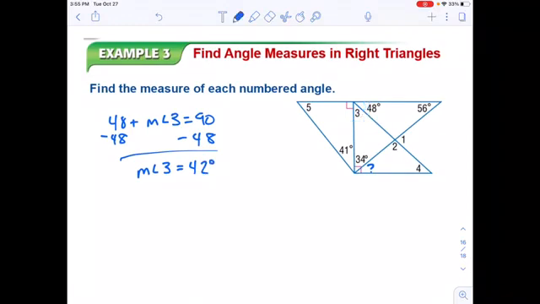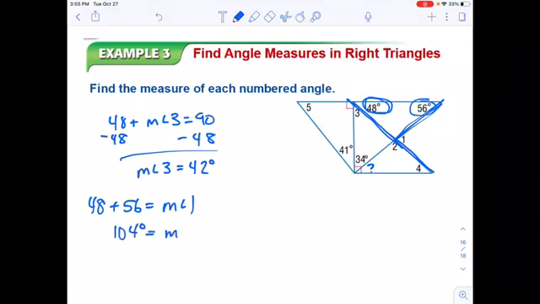All right, and then the measure of angle 1, I'm actually going to use that exterior angle theorem. Angle 1 is exterior to this triangle with angles 48 degrees and 56 degrees being remote interiors. So I take 48 plus 56 and equal that to the measure of angle 1. 48 plus 56 is 104 degrees. So that is the measure of angle 1.